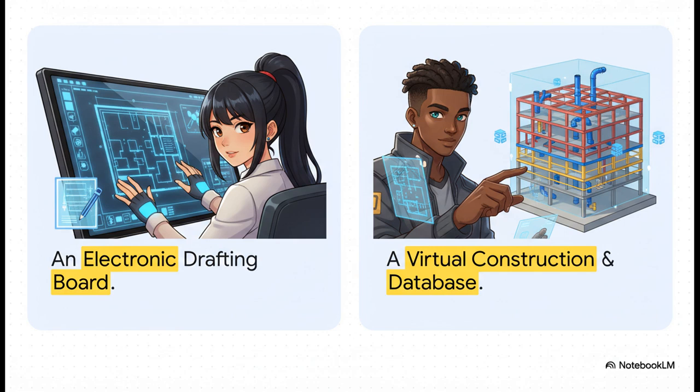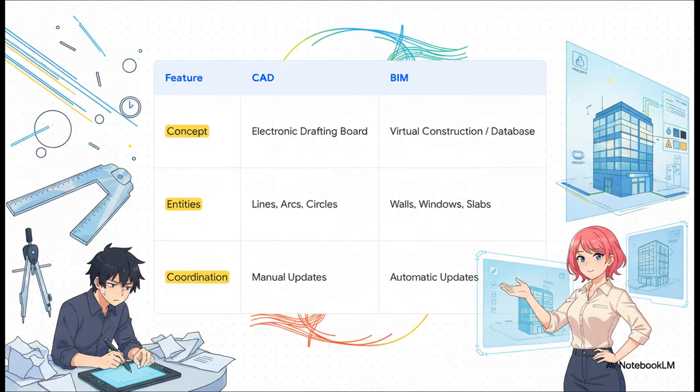The best way to think of CAD is as a super high-tech electronic drafting board. It's amazing for drawing lines, arcs, circles, all that stuff. But BIM? BIM is a whole different animal. It's like a virtual construction site and a super detailed database all rolled into one. You're not just drawing lines anymore, you're placing intelligent objects. Let's break this down a bit.